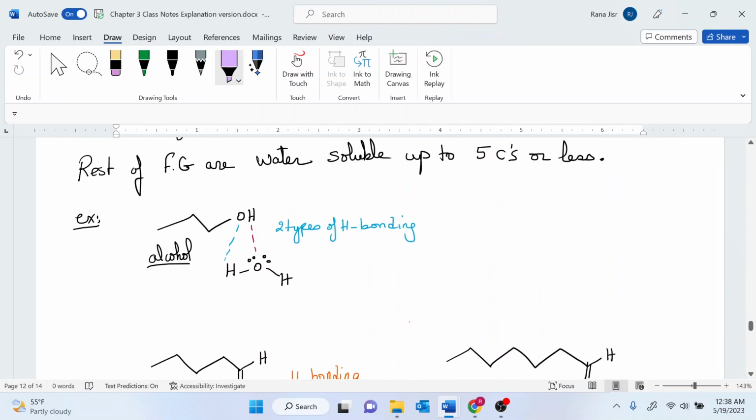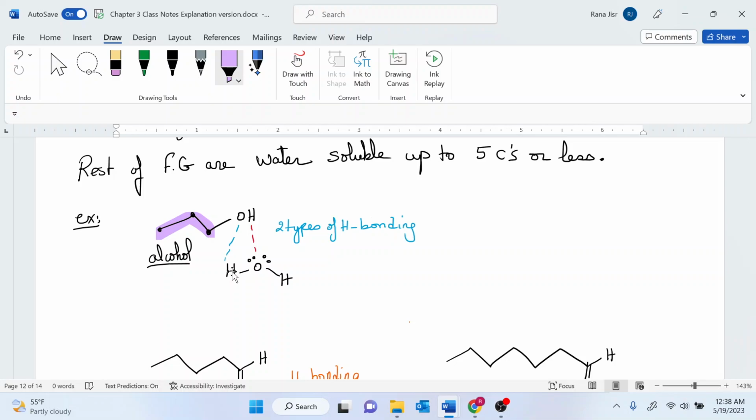Let's have an example. Alcohol. Alcohols are soluble up to five carbons. More than five carbons, they are not water soluble. So if I have an alcohol of a three carbon chain and I want to dissolve it in water, alcohols do hydrogen bonding with water. The hydrogen of the alcohol bonds with the oxygen of the water, and the oxygen of the alcohol does hydrogen bonding with the water as well.